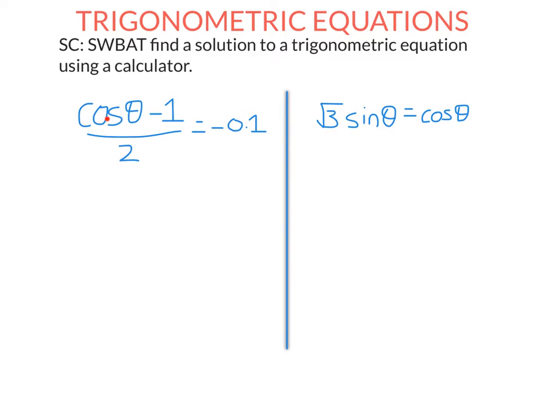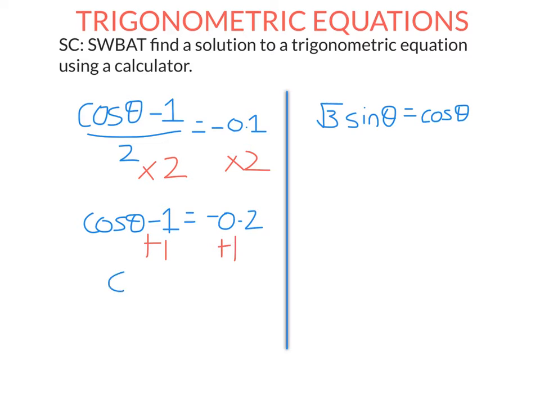Think of it, if this was just x minus 1 over 2, we would first times each side by 2 in order to get rid of the fraction. So if I times the left-hand side by 2, I just get cos theta minus 1. On the right-hand side, I just get minus 0.1 times 2. Now I've got to undo subtracting 1 by adding 1 to each side, just like you've done a million times. Then I get cos theta equals, so minus 0.2 plus 1 is 0.8.